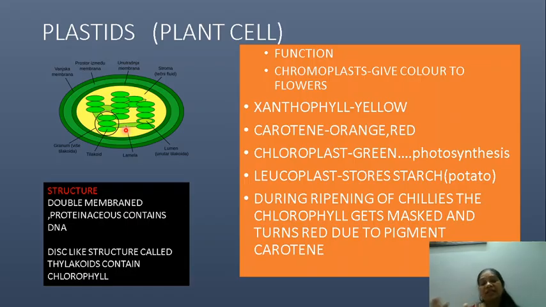Now this disc-like structure contains thylakoids, and they contain the chlorophyll. So that's why it's shown here green in color. That's about the plastid. What are plastids? They are the chromoplasts which give color to the cell. There are different names for them: xanthophyll, carotene, chloroplast, leucoplast.